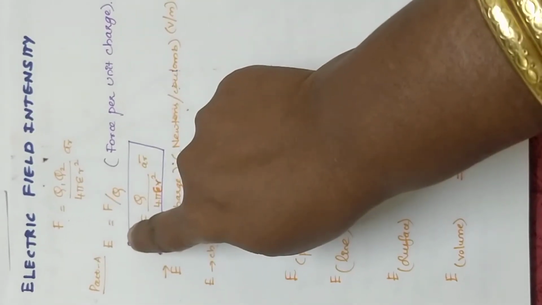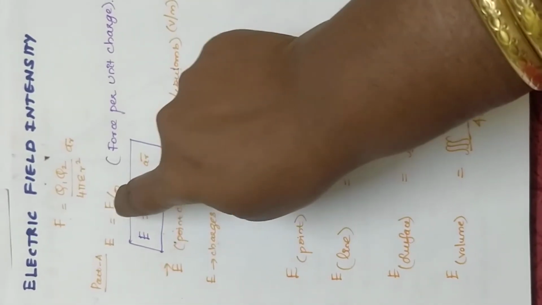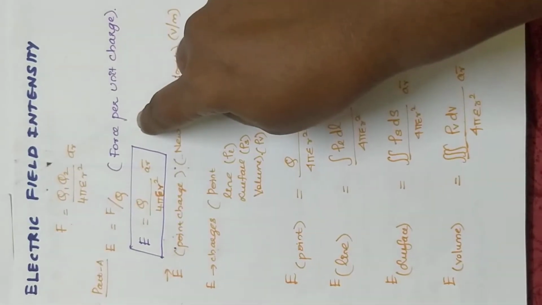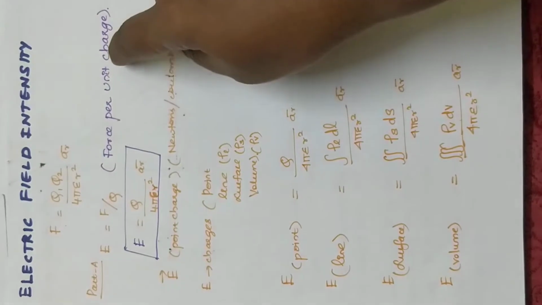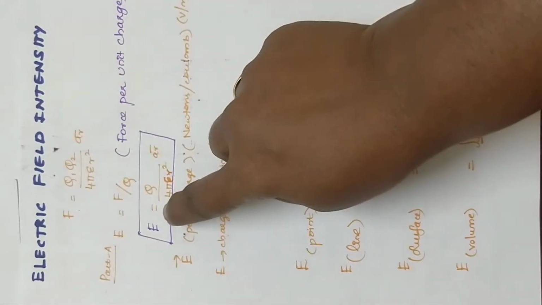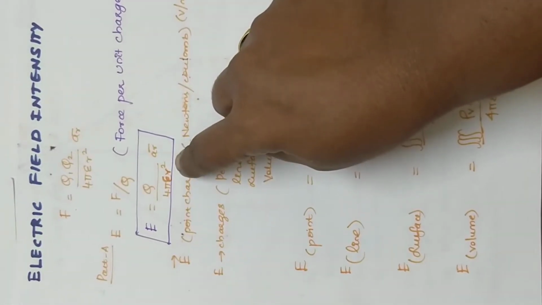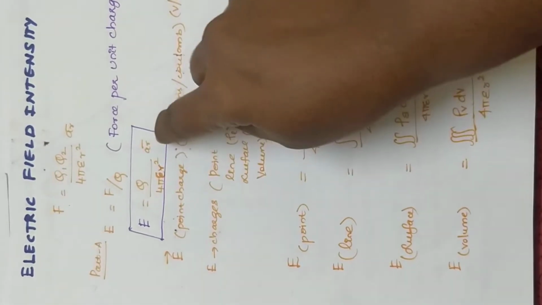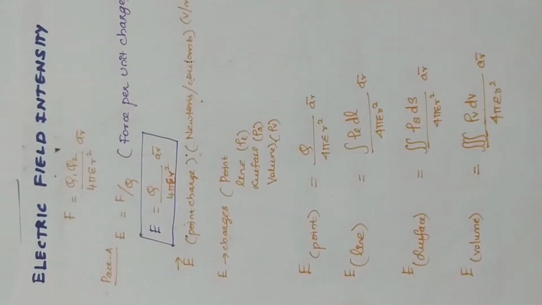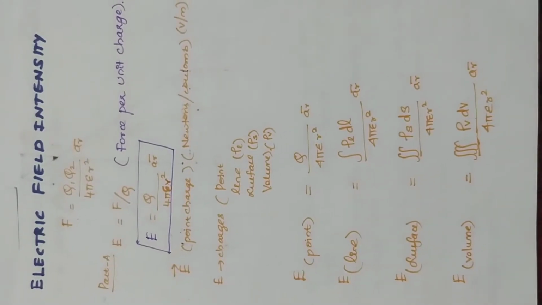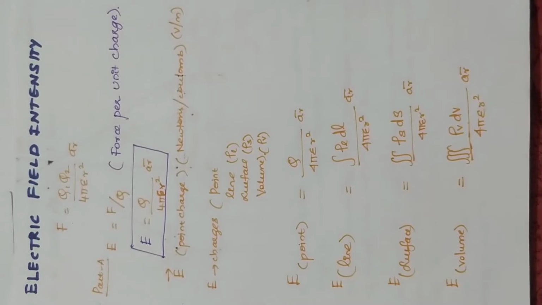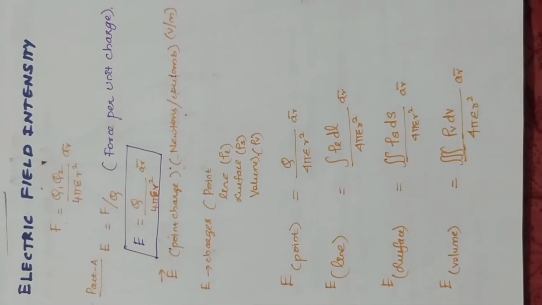The electric field intensity is defined as the ratio of force to the charge, or it is defined as force per unit charge. Therefore, E due to the point charge is defined by E is equal to Q divided by 4 pi epsilon R square of AR vector. E is a vector, so it has a unit of newtons per coulomb or volt per meter.